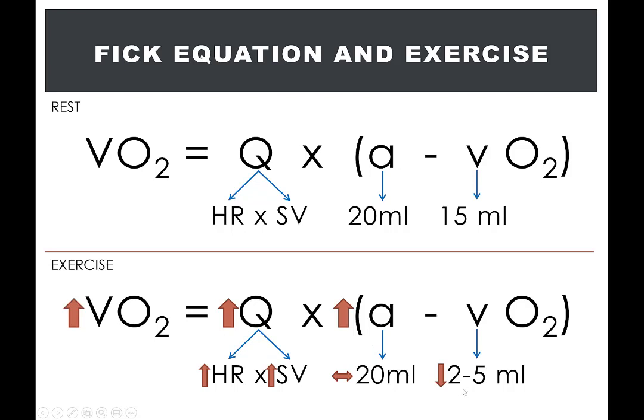Now, if I asked which of the following factors contribute to increases in VO2 from 50% VO2 max to 100% VO2 max intensity, the answer would be increased cardiac output due to only an increase in heart rate and not stroke volume, and an increase in Avo2 difference, again, due to a decrease in venous O2 content.